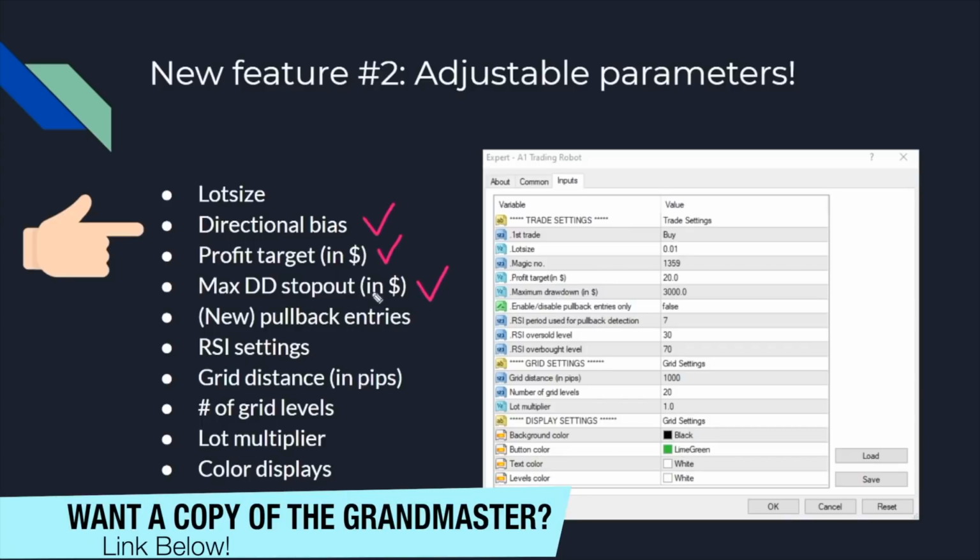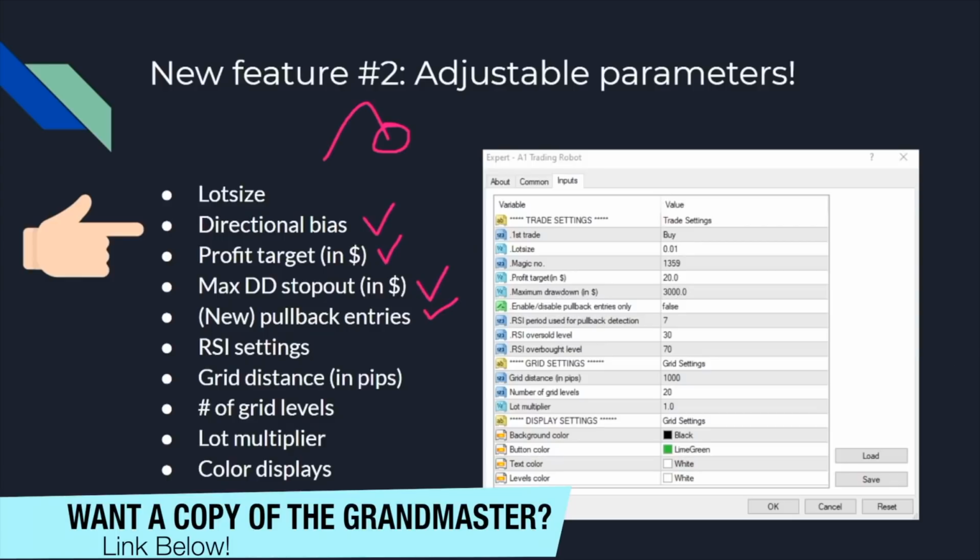Additionally, you have the pullback entries, which we've talked about, and it is explained more in the manual, but basically it's saying if you only want to start a grid system at a certain pullback point, that is optional, right? You can set that up in the preferences of the bot. It's built in as an optional strategy.